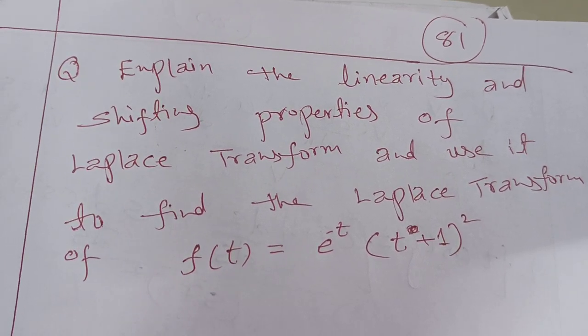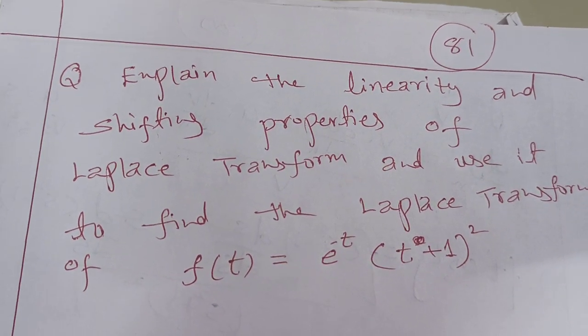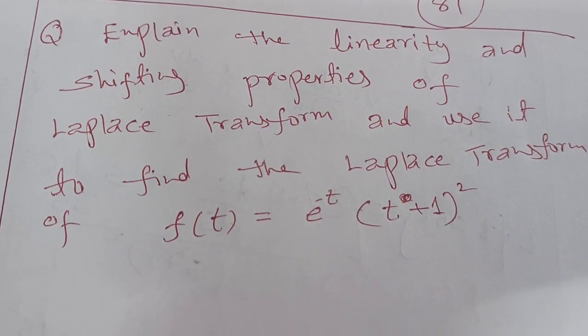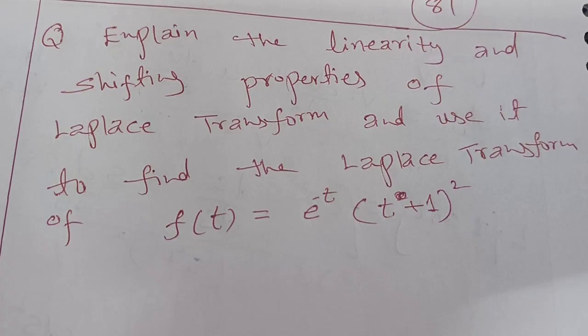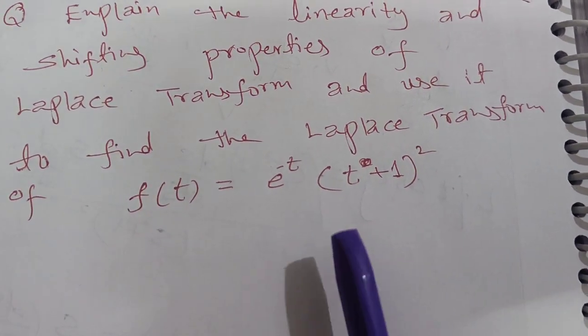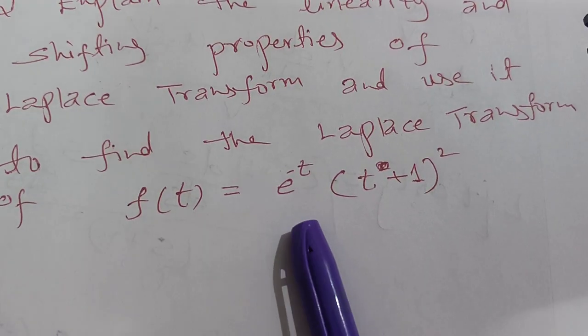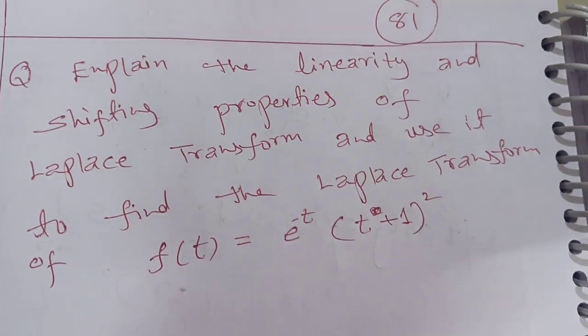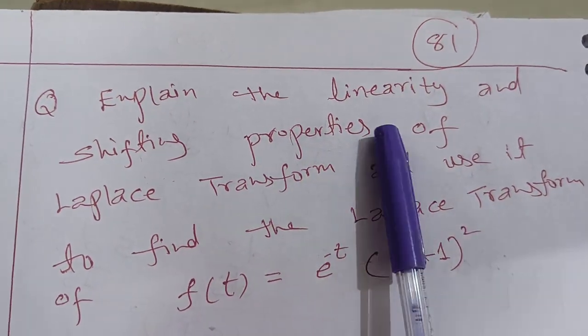In this problem, we have to explain the linearity property and first shifting property of Laplace transform, and by using this first shifting property, we have to find the Laplace transform of e to the power of minus t into (t plus 1) whole square. So first we will derive this formula.